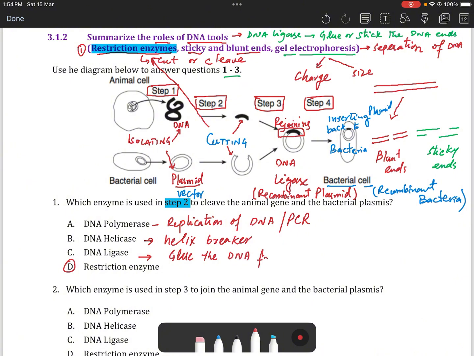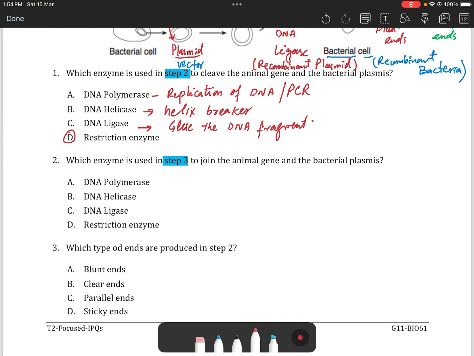So when you have the DNA fragments, you can glue them. Which enzyme is used in step 3? We already mentioned it, if you remember: DNA ligase. We said that this is DNA ligase. So let's circle it out, DNA ligase.